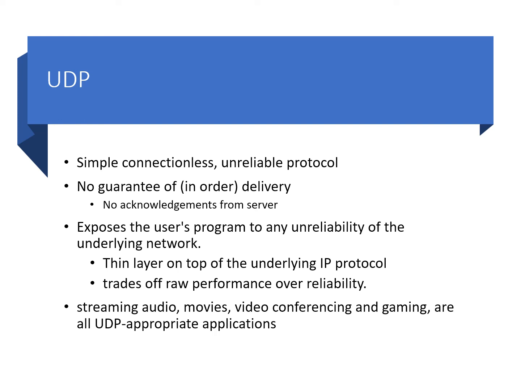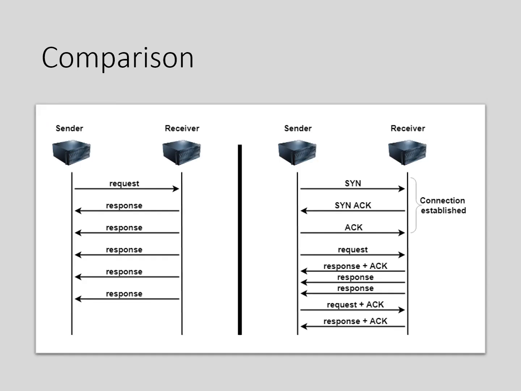It can be thought of as a thin layer on top of the underlying IP protocol and deliberately trades off reliability for raw performance. This, however, is highly appropriate for many modern applications where the odd lost packet has very little effect. Think streaming movies, video conferencing, and gaming, where one lost packet is unlikely to be perceptible by our users. This slide depicts some of the major differences between TCP and UDP.